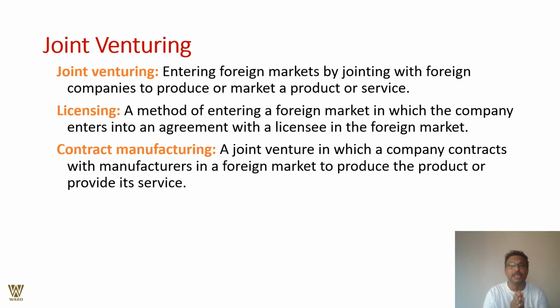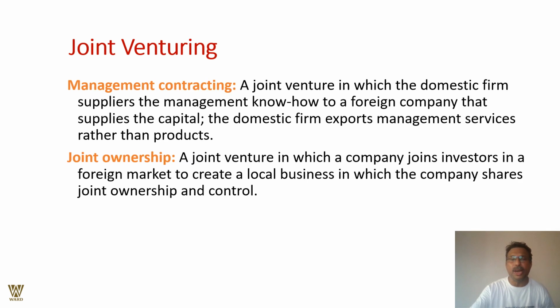Let us talk of joint venturing: entering a foreign market by joining with a foreign company to produce and market products and services. Licensing is where you give a license to a person in the foreign market, entering into an agreement with the licensee. Contract manufacturing is a joint venture in which the company contracts with a manufacturer in the foreign market to produce the product or service to specification. There might be a technology transfer issue or a process transfer issue. Everything should be mandated altogether.